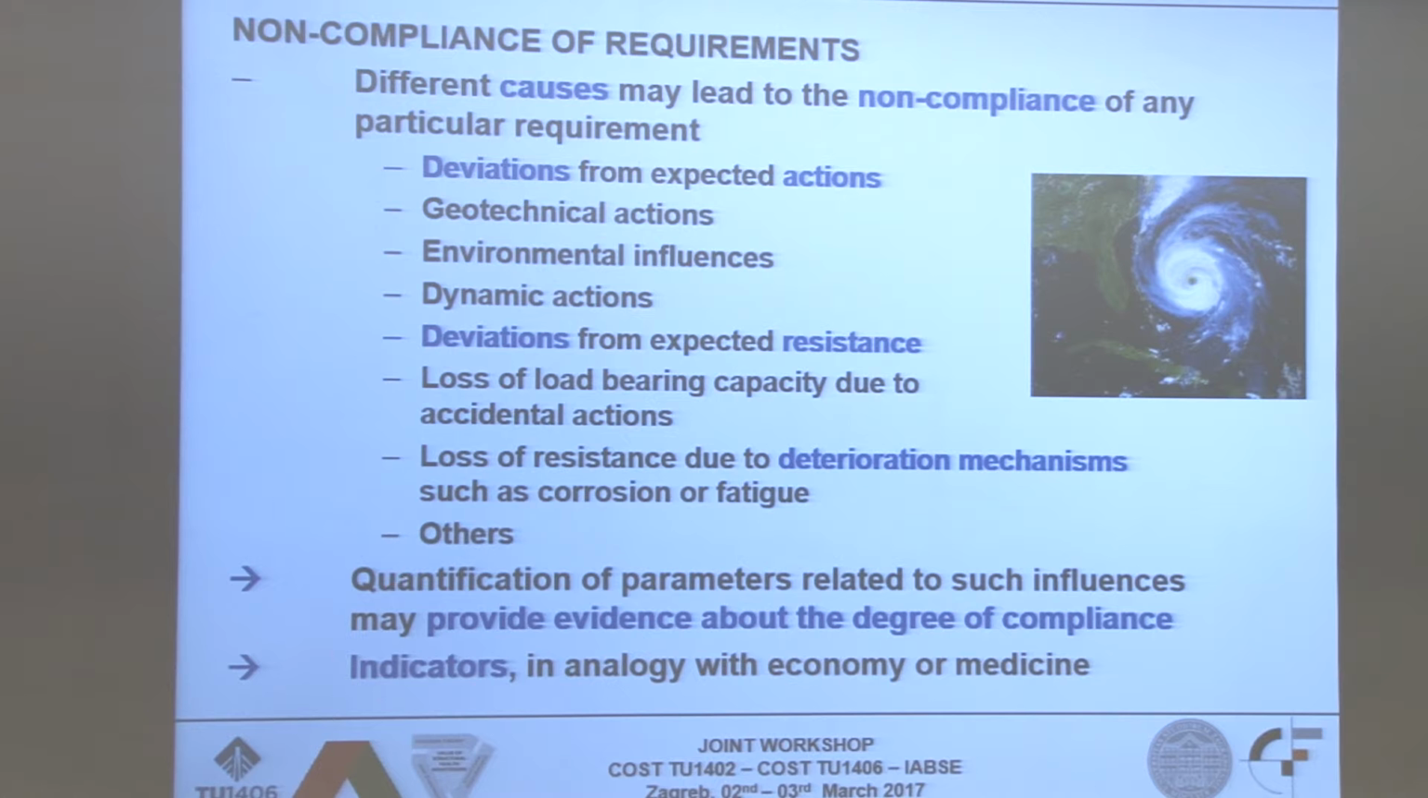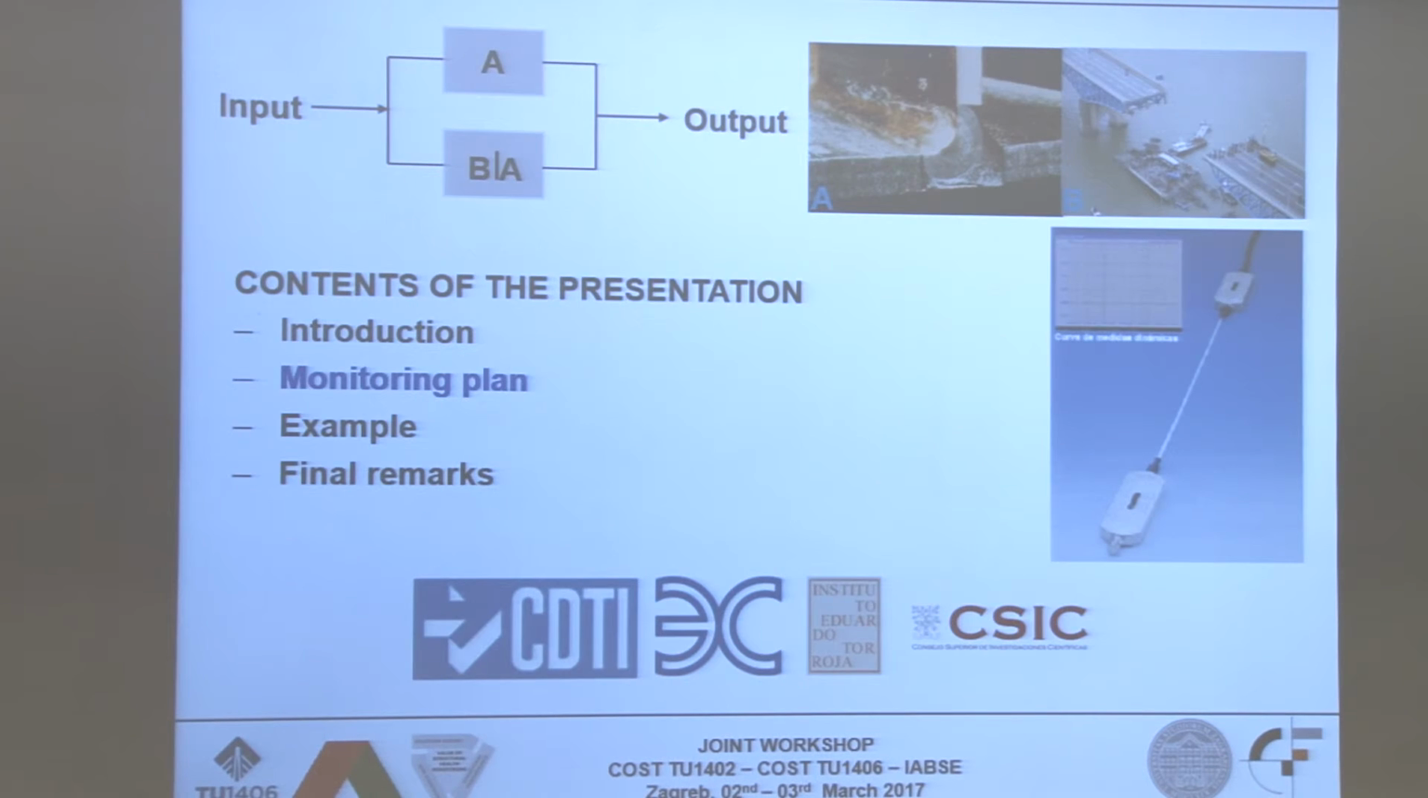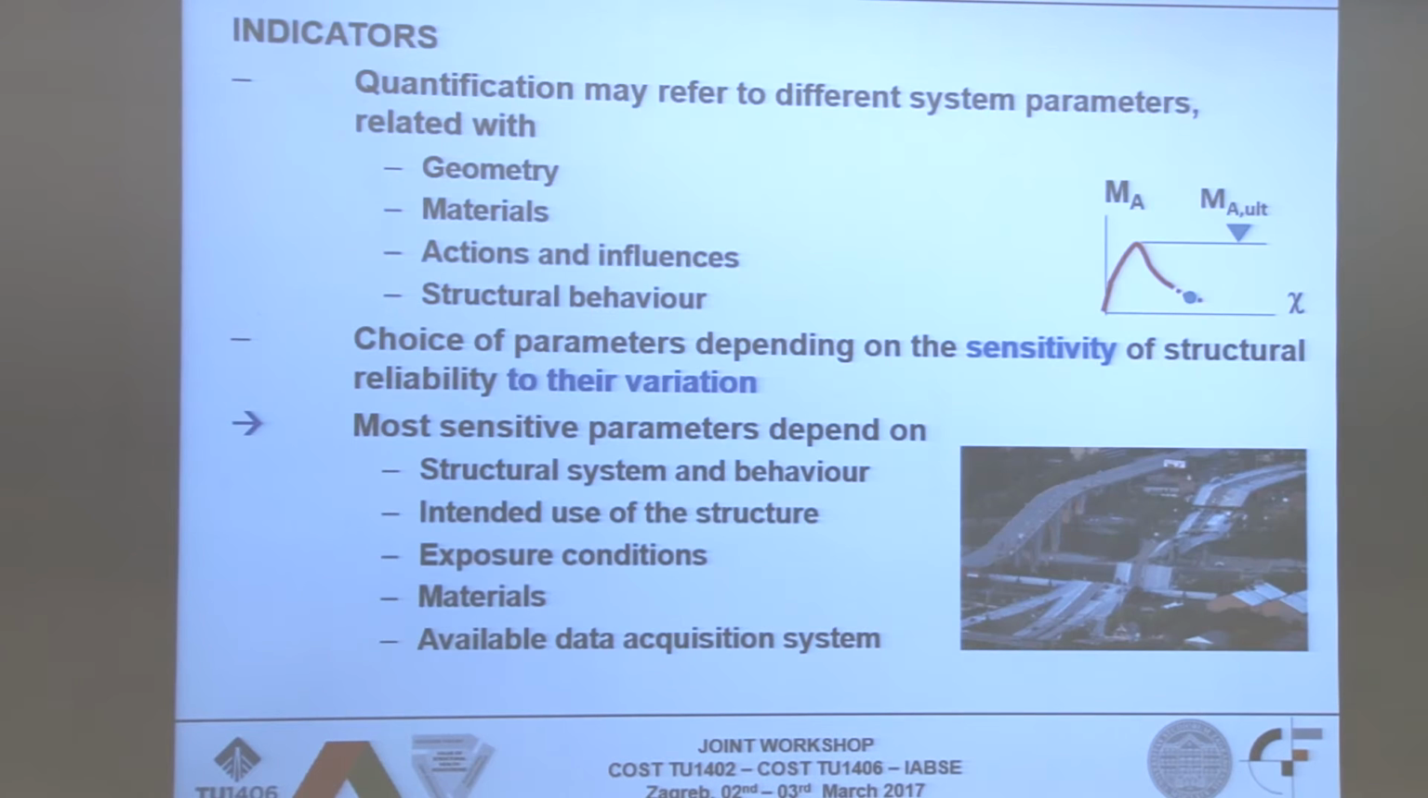This is why we are talking about indicators, as in other fields of our daily life. Now, when we are planning monitoring, we have to decide what we measure, how we measure, where we measure, and what we will do with the results. The quantification of parameters may refer to different things related with the geometry of the system, for example, material properties, actions and influences, and also the structural behavior, may be ductile or rigid.